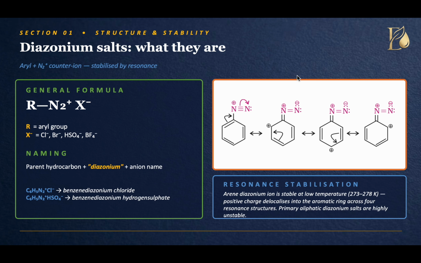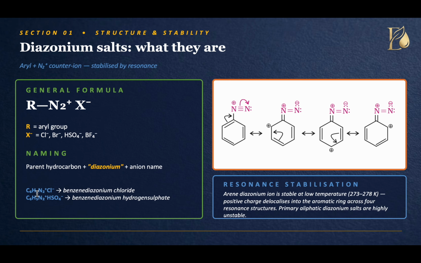Okay, so before we move to that, we can discuss the naming of the diazonium salts. How can we name? Parent hydrocarbon plus diazonium plus anion name. This is a general formula for naming diazonium salt. What is the parent hydrocarbon? Parent hydrocarbon, for example, if it is C6H5, then this is aromatic diazonium salt, right?